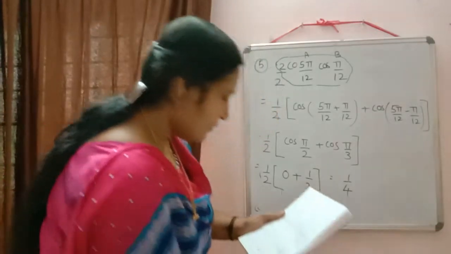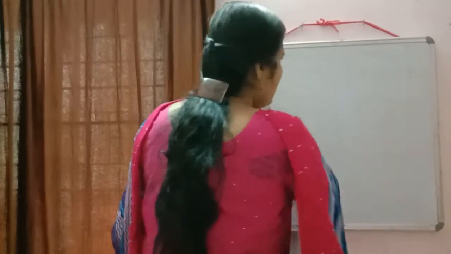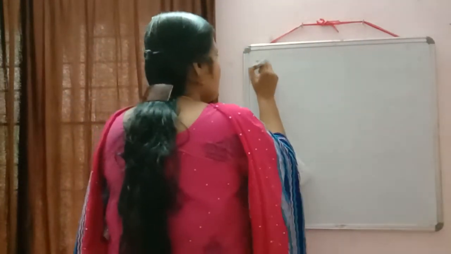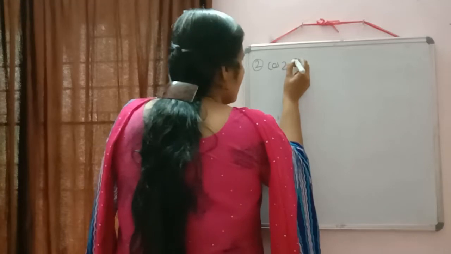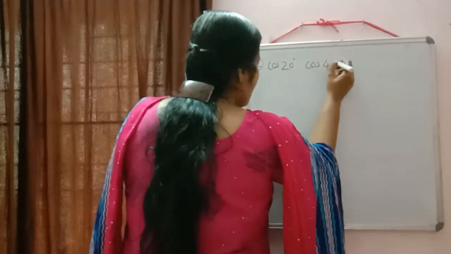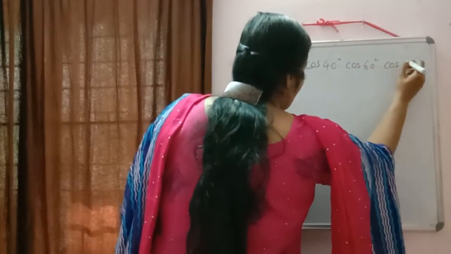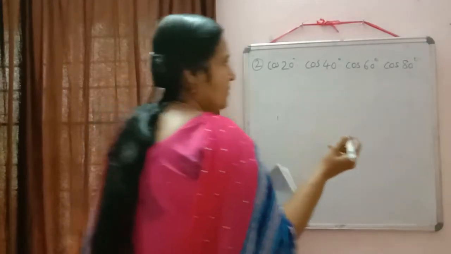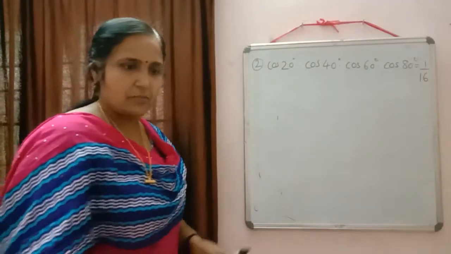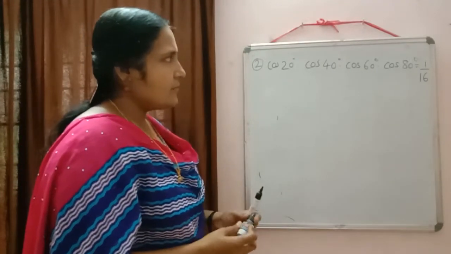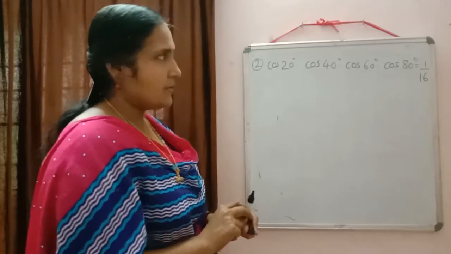Okay. Now we will do some more questions. Write down question number 2. Question number 2 is, prove that cos 20 degree into cos 40 degree into cos 60 degree into cos 80 degree is equal to 1 by 16. We have to prove the product of all these trigonometric ratios.